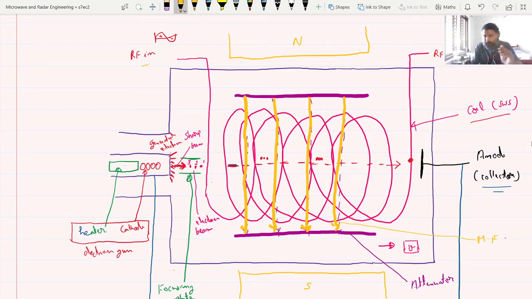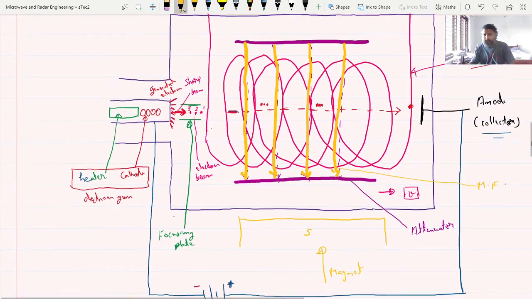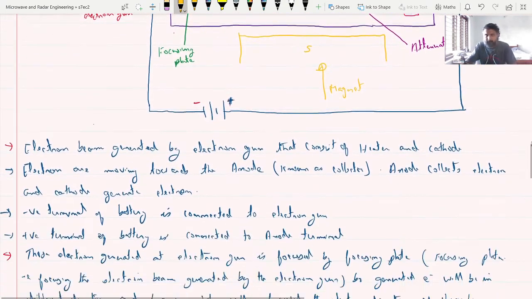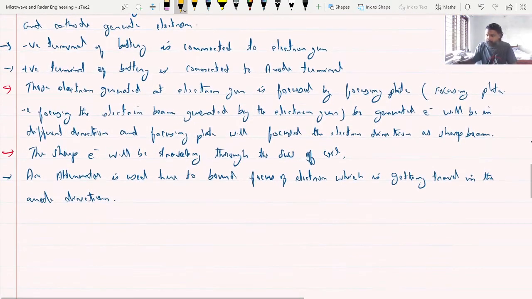So magnets are kept here to generate the magnetic field, and we are utilizing this magnetic field to have amplification of the signal which is given at the RF input section of the coil. The signal is amplified inside the traveling wave tube, and the amplified version of the RF signal will be collected at the RF output. So I will write that also. I think it's clear for you how the magnetic field is being created.